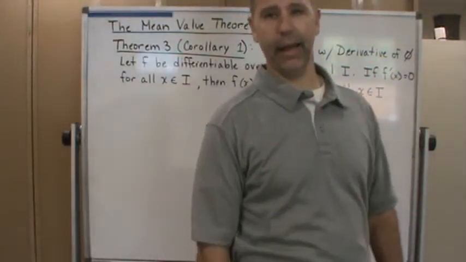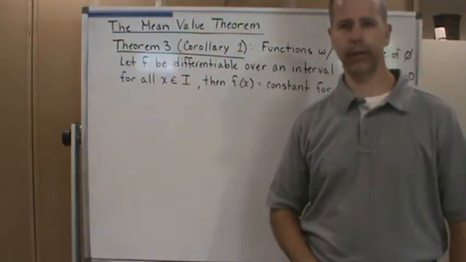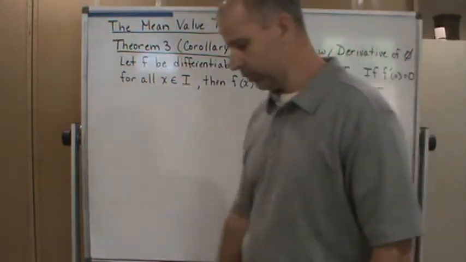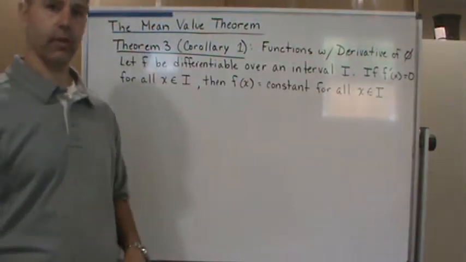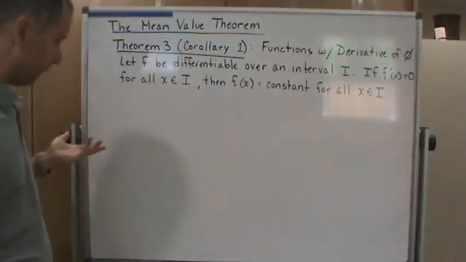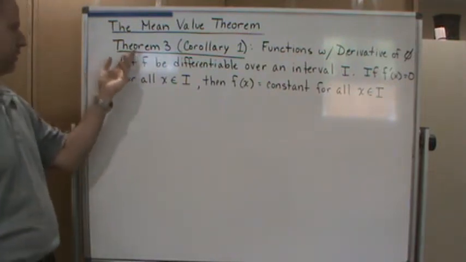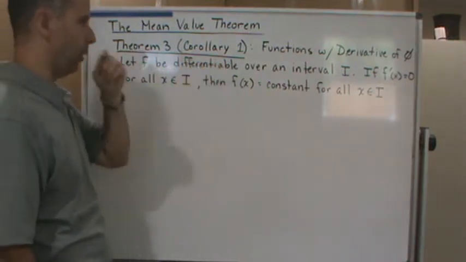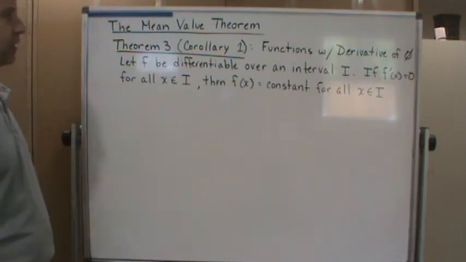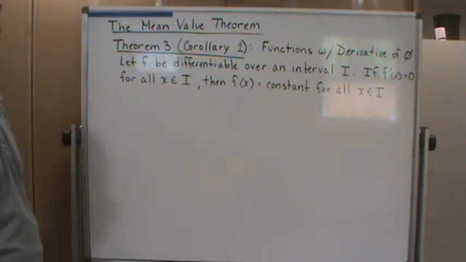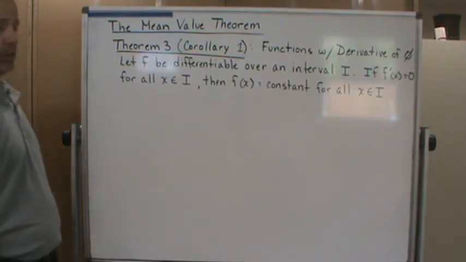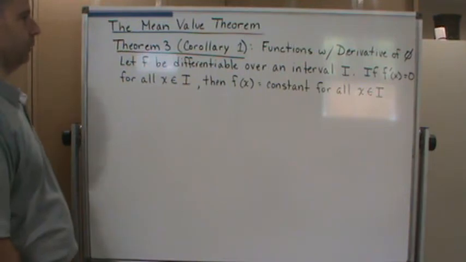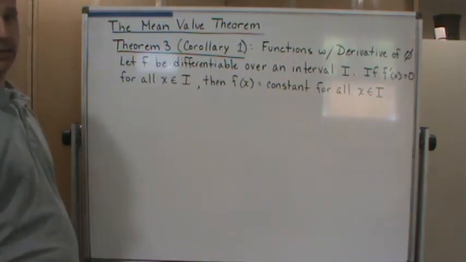Okay, welcome. And now we're going to introduce the first corollary to the mean value theorem. A corollary is a result that comes from the mean value theorem. We're going to call this theorem 3 or corollary 1. It says functions with a derivative equal to 0. And we should know what that means, right? It just means that it's constant.